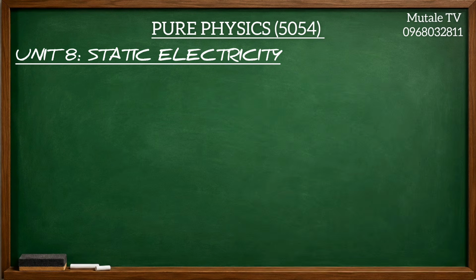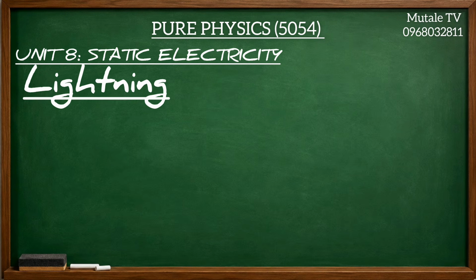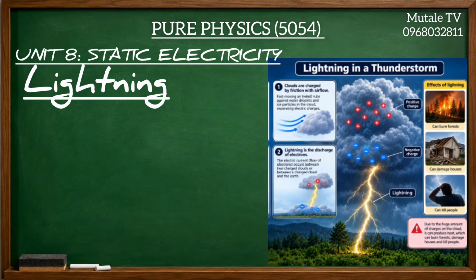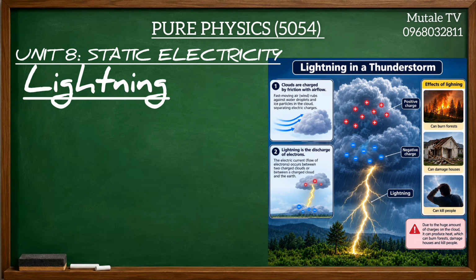And lastly, we need to understand how lightning is made. In a thunderstorm, the clouds are charged by friction with air. Lightning is a discharge of electrons occurring between two charged clouds or between a charged cloud and the earth. Due to the huge amount of charges, it can produce heat which can burn forests, damage property and kill what?